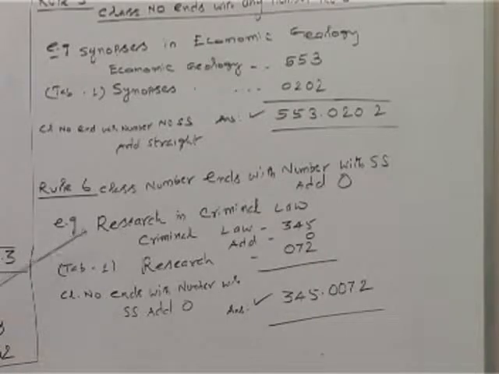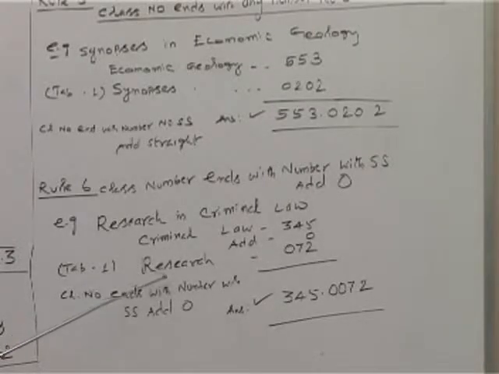Let us see one example here: research in criminal law. The subject term is criminal law, which we can get from the schedule, 345. Then under 345 you can find the SS instruction, standard subdivision or use SS instruction.